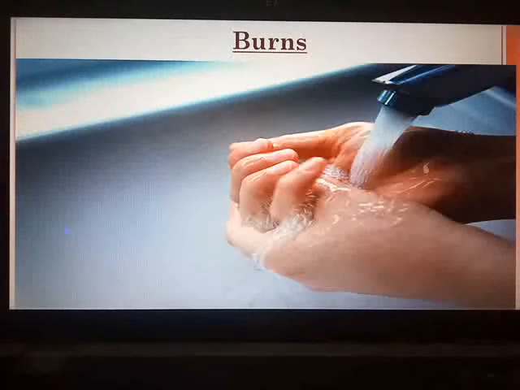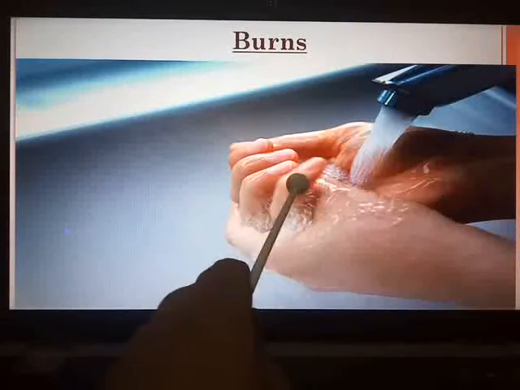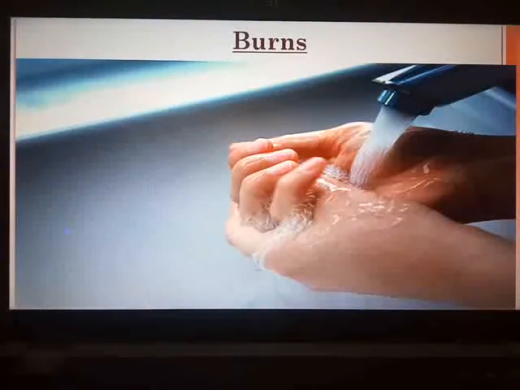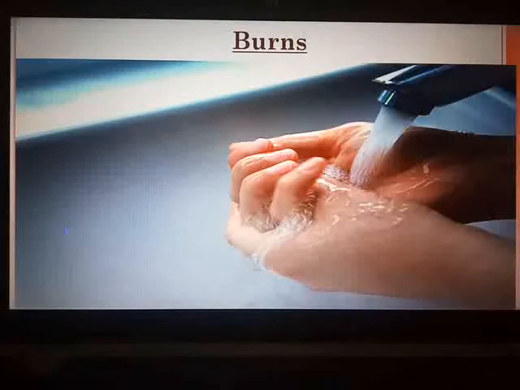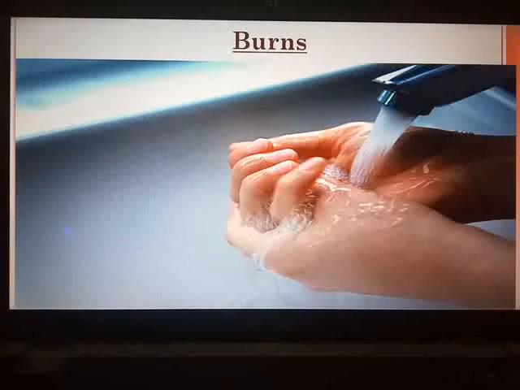Next, if the victim has faced any burns, then for burn injuries it is beneficial to hold the injured part under clean, cold flowing water for at least 10 minutes. Many a time you cover the wound. Don't do that. First allow the wound to get cleaned by just holding it under clean tap water. Here also you have to take care to see that the water is clean.